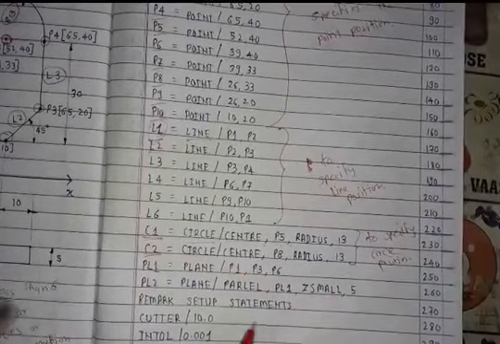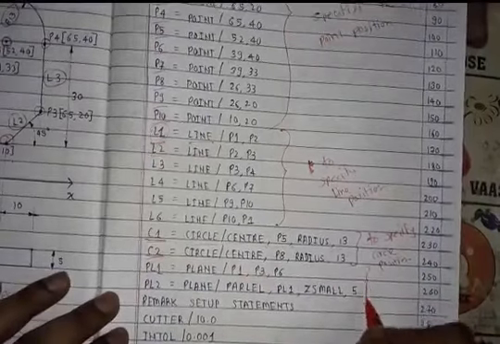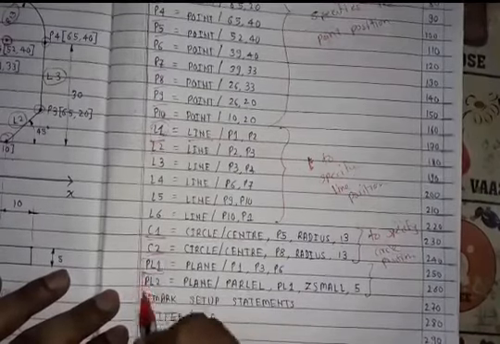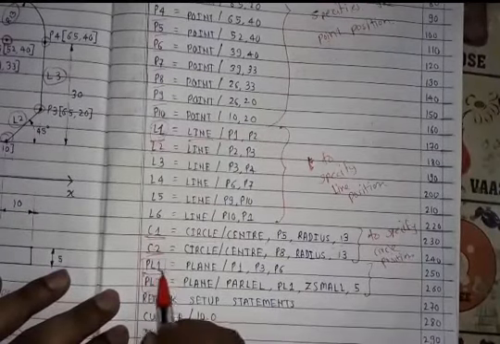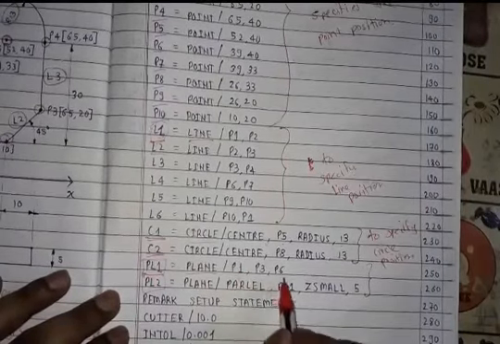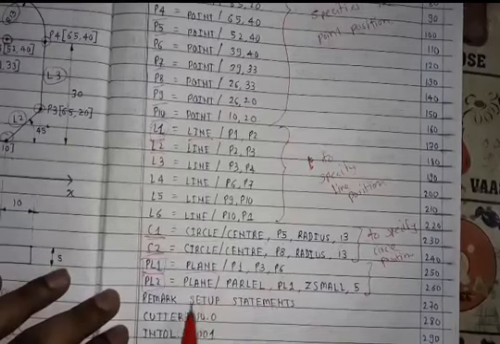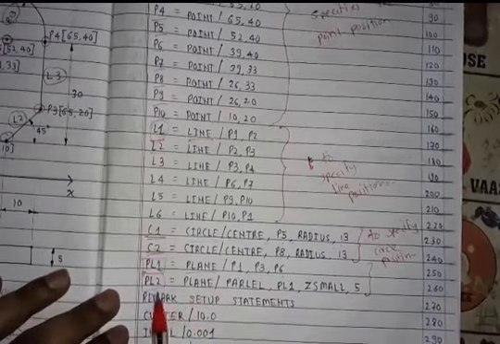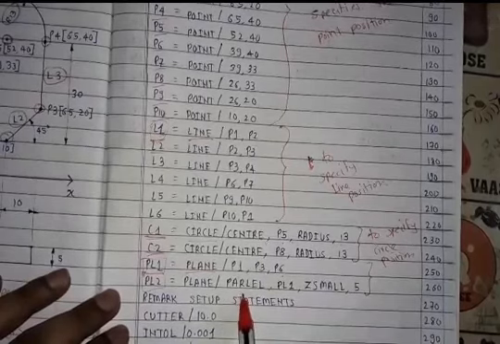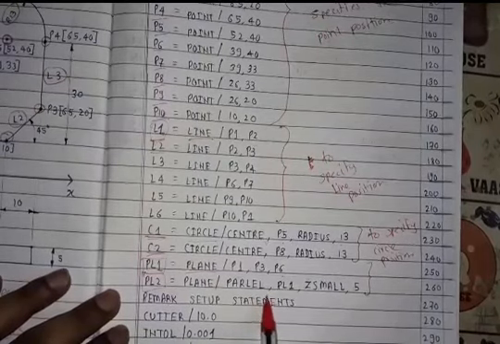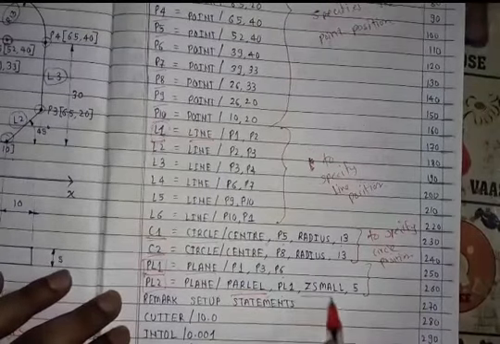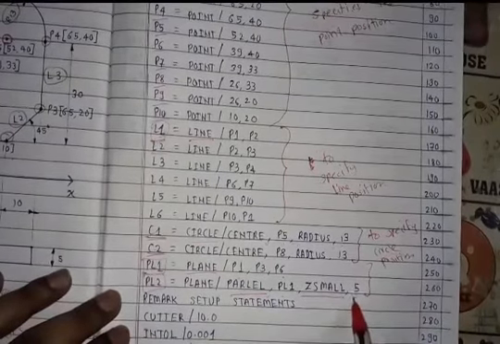Next we need to represent the plane. Here PL1 is a symbol and PL2 is a symbol. PL1 is equal to PLANE/P1,P3,P6 and PL2 is the PLANE/PARLEL,PL1,ZSMALL,5.